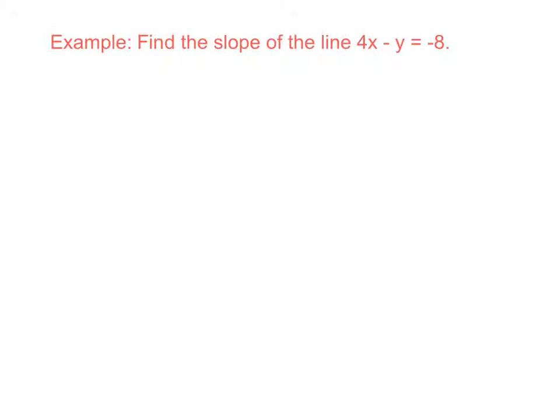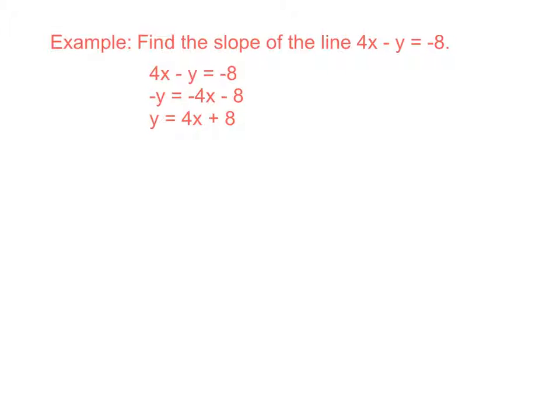So for our example, let's assume we're asked to find the slope of the line 4x minus y equals -8. So as I said, you could simply make a table and find 2 points. Preferably, though, I like to convert this to y equals mx plus b form, and then you can read it right off from the equation.